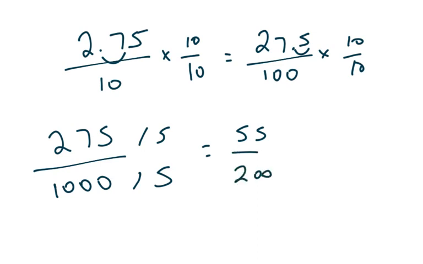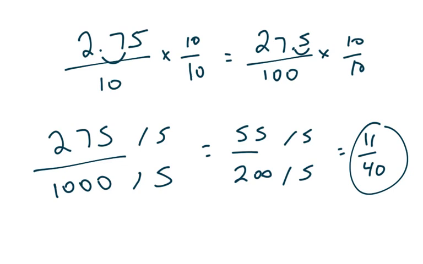And then if you know any little hints and tricks about simplifying fractions, you look at your last digit. 5 and 0 are both clues that they're both divisible by 5. 5 goes into 55 and 5 goes into 200. So I'm going to keep dividing by 5. Now, when I do that, I know that I get 11 over 40. And then 11 and 40 have no common factor. So 11/40ths is my final fraction.